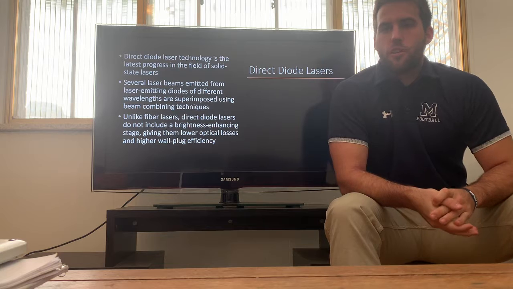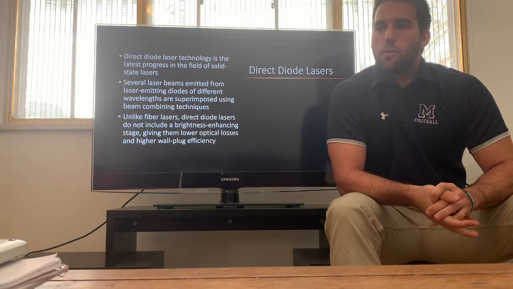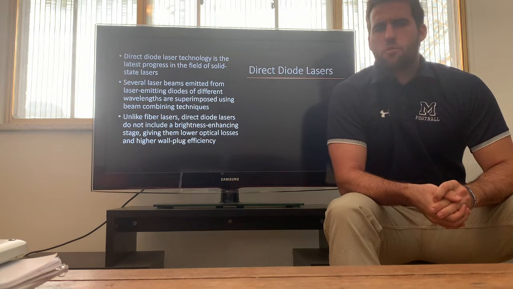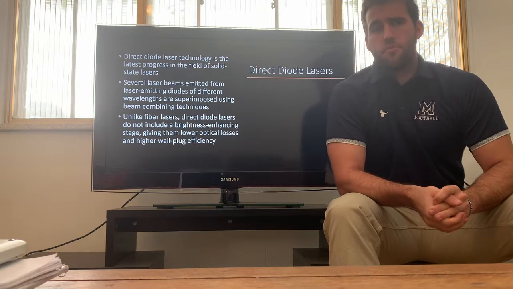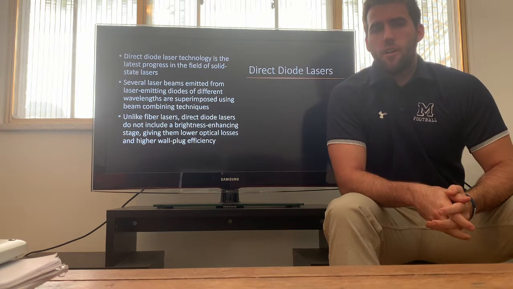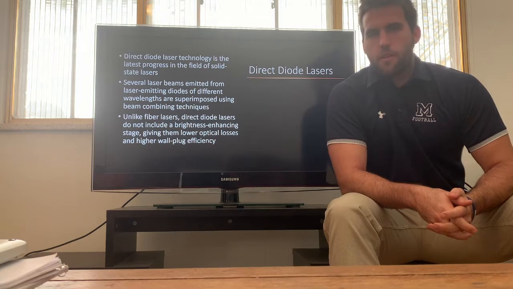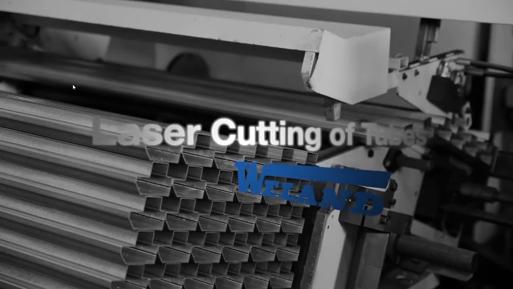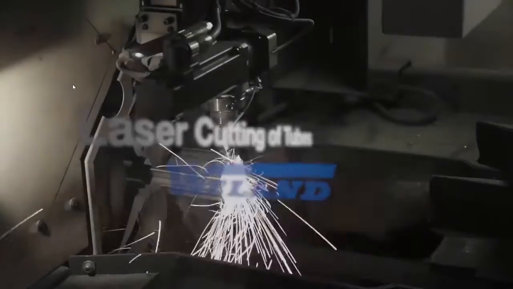Some of the uses they're seeing right now is mainly just cutting sheet metal, but as they progress more and become more efficient, they're going to be used a lot more for just general laser cutting. Here is a video example of a laser cutting of these tubes.